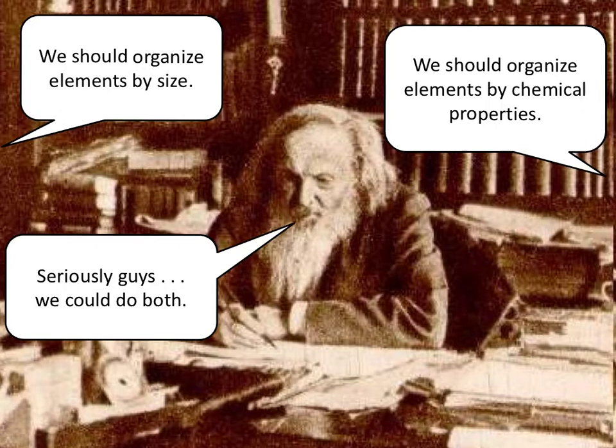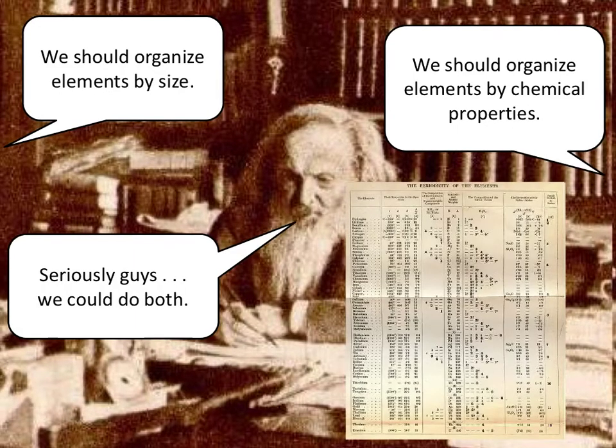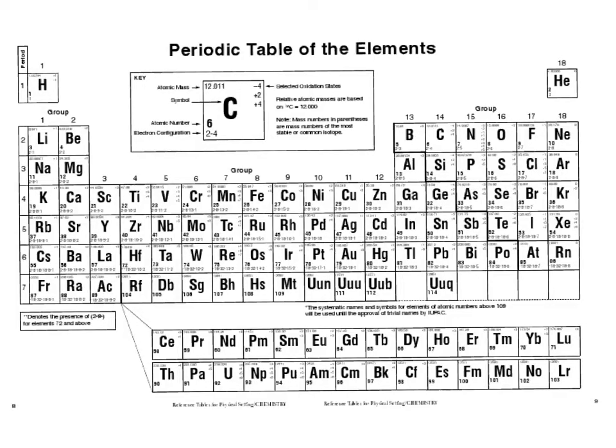This debate was largely resolved by a Russian chemist named Dmitry Mendeleev, who realized that these two ideas were not mutually exclusive. So he compiled a master list of all of the elements that other people had studied, and he started arranging them both in terms of increasing size, while also keeping track of their special chemical properties. This table eventually came to look more like this: the periodic table of the elements.